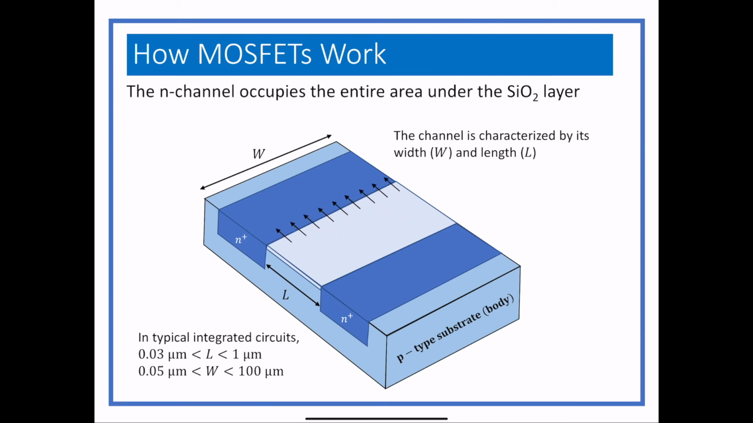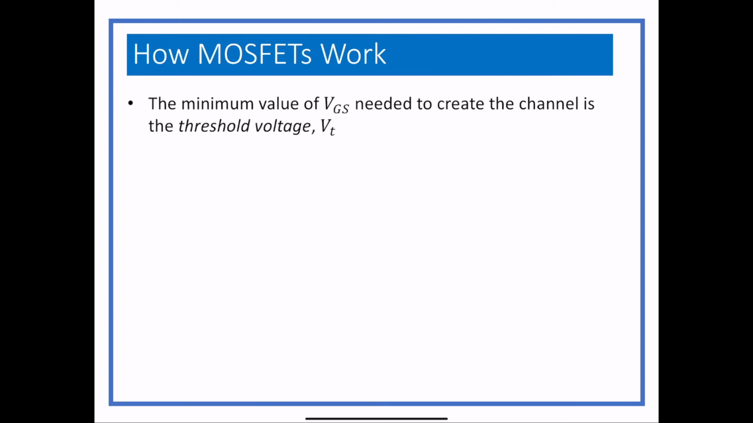So what ends up happening is we need a minimum value of gate to source voltage to create this channel. If you just have a little bit of voltage, it's not quite enough. You need to get to a certain voltage. It's called the threshold voltage.